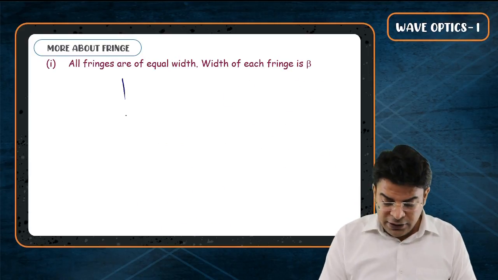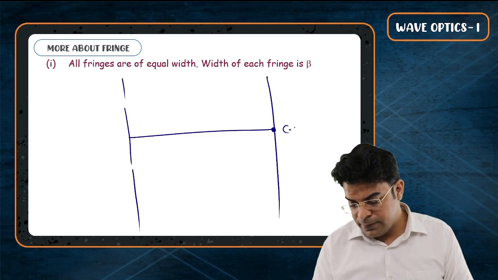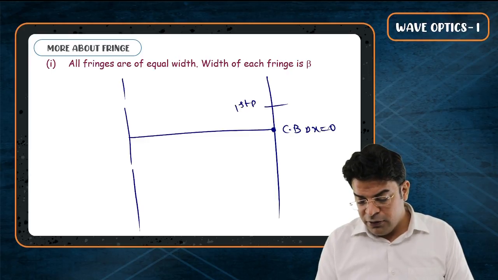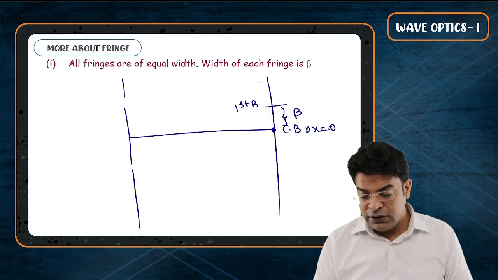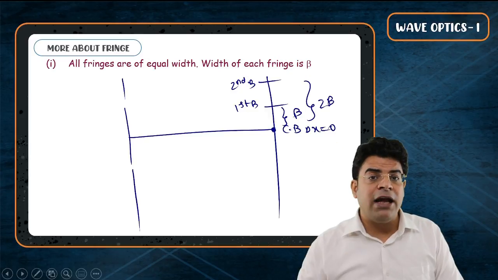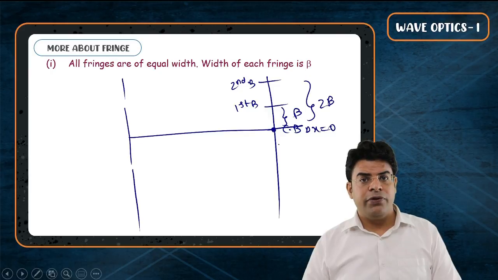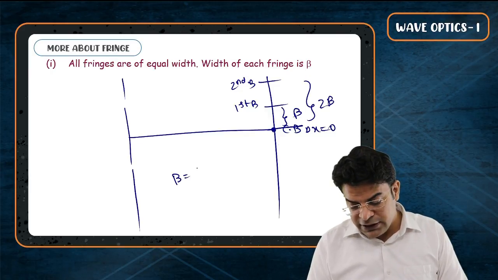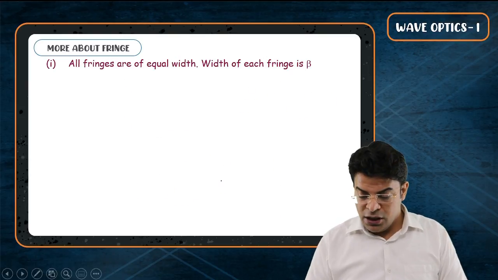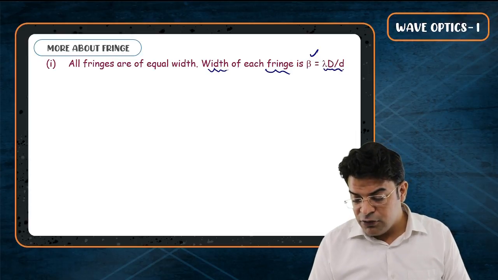So if you start from the central bright, at the central bright the path difference is 0. The first bright will be at a distance beta. The second bright will be at a distance 2 beta. The third bright will be at distance 3 beta. Fourth bright at distance 4 beta from the central bright, where beta is nothing but lambda D by d. This is called the fringe width. So the width of each fringe is beta, where beta equals lambda D by d.